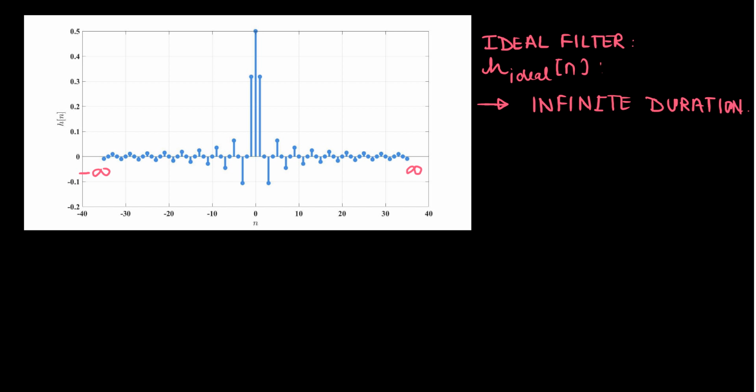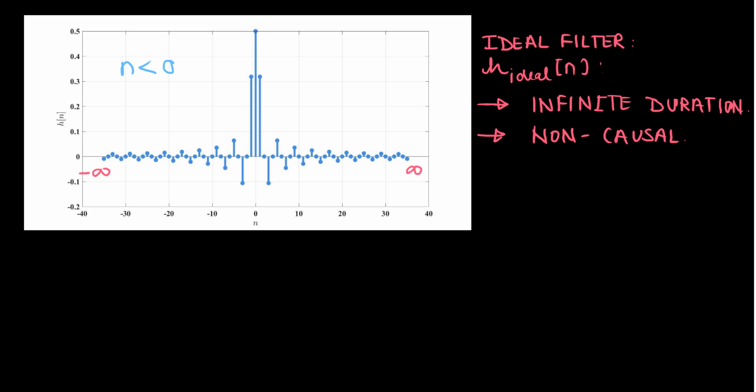Now the other thing that we can observe is that this filter has non-zero values for n less than 0, and hence this ideal filter is non-causal. But can these non-causal systems be made causal systems? Let's check it by a simple small example.